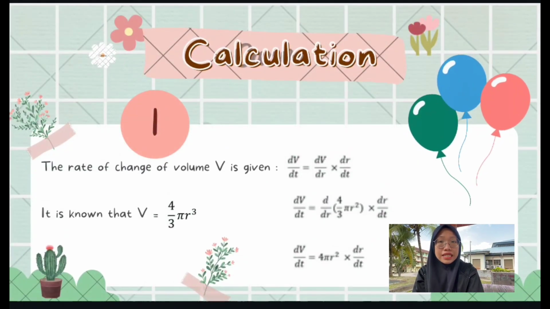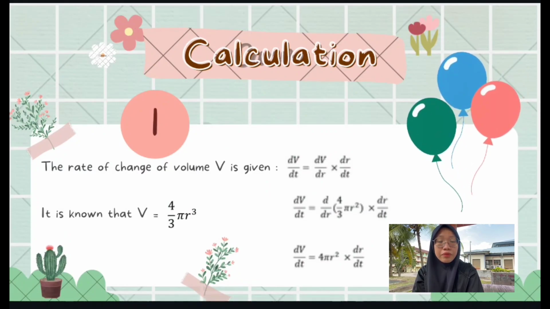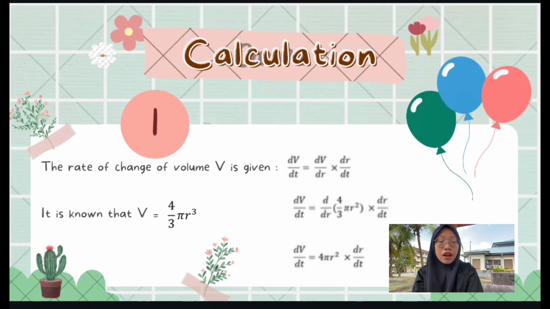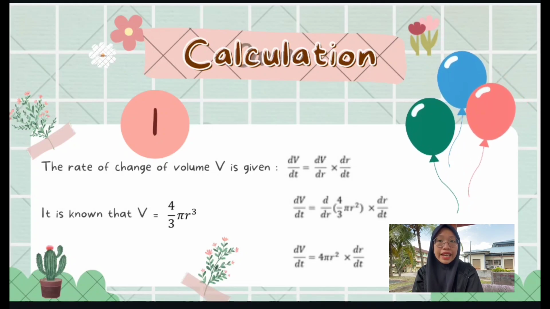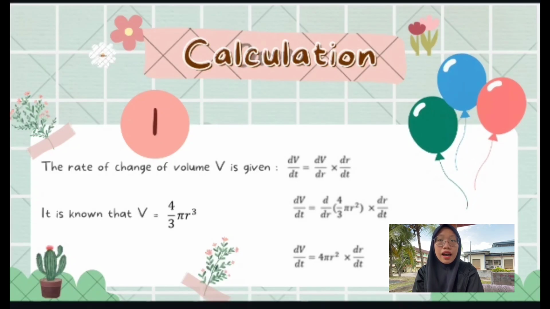So we need to understand the problem first. In this question, let r and V be the radius and the volume of the balloon respectively at t, which is time. After that, we need to form an equation relating the volume to the radius of the balloon. The equation that we formed just now needs to use the chain rule to relate the rate of change of volume to the rate of change of the radius of the balloon.